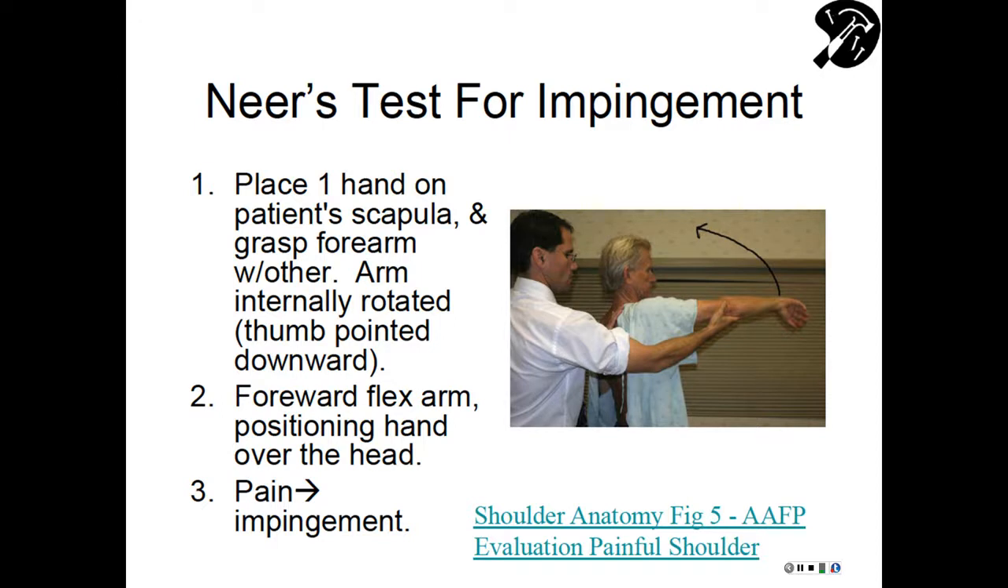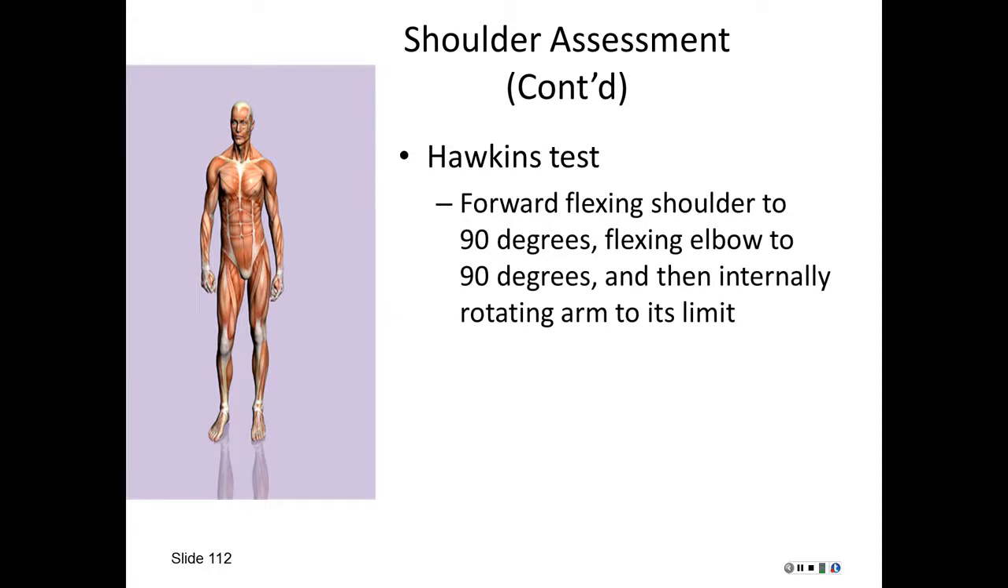Neer's test for impingement. On this one, the arm is straight, and they're going to come back towards you. And you have the thumb pointed down is the key thing here. And there's an American Academy of Family Practice video on that also. Hawkins test, forward flexing the shoulder to 90 degrees, elbow flexed 90 degrees, and then internally rotating the arm to its limits. The limits that it can rotate on its own, and the limits it can rotate against resistance. And it's going to, once again, tell you rotator cuff inflammation or tear.